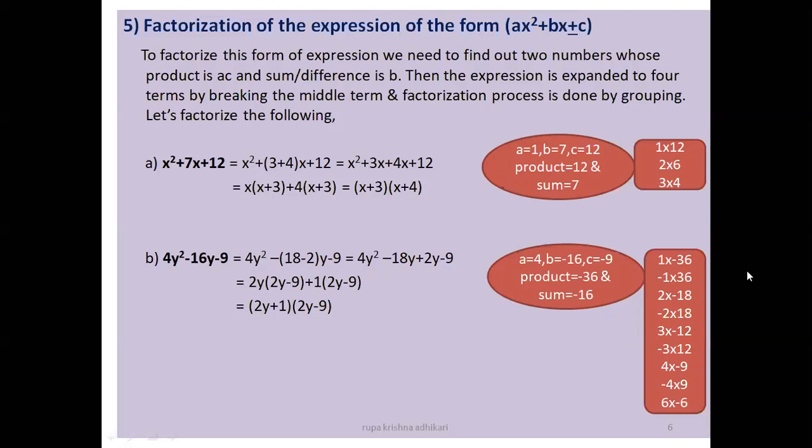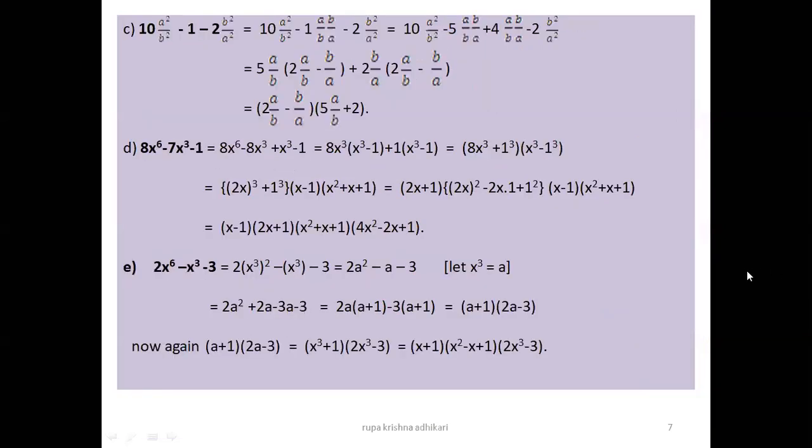Yes, let's move on to next. Here, 10a square by b square minus 1 minus 2b square by a square. It is written as 10a square by b square minus 1 into, nothing means a by b into b by a. I can write it. A can be cancelled, b and b can be cancelled, hence the result is 1. 1 into 1 is 1.